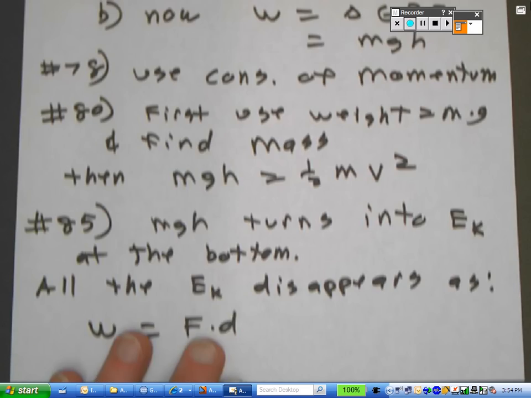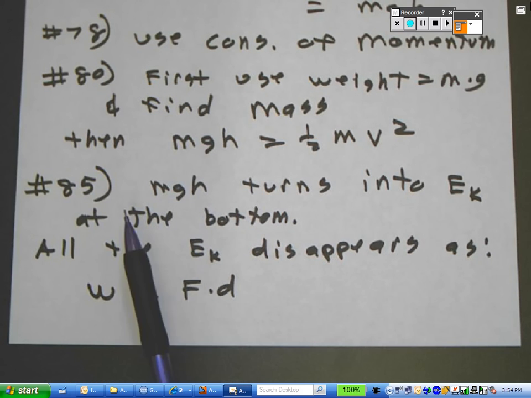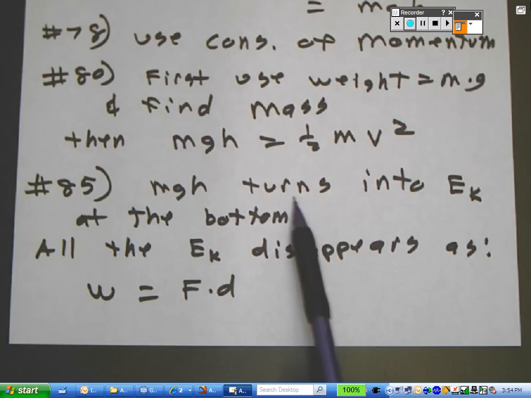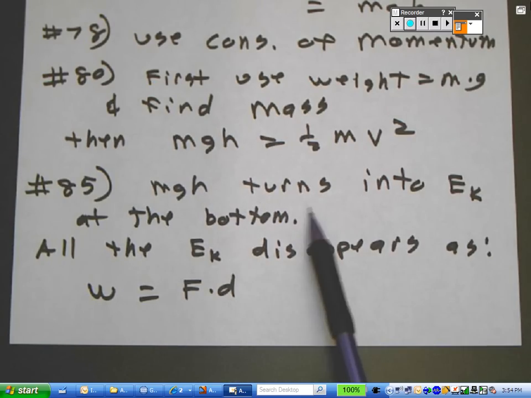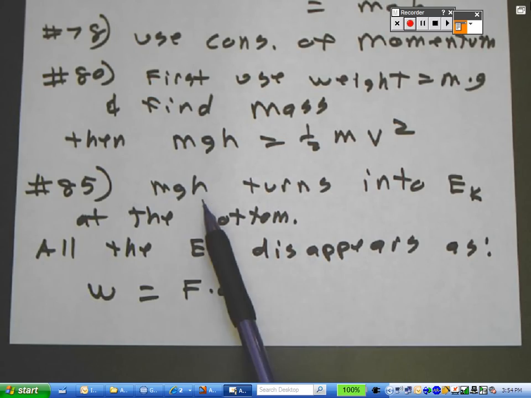Well, finally, one more problem to look at. That's not all the problems in the assignment, but here's another one. For number 85, potential energy, mgh, turns into kinetic energy at the bottom. All the kinetic energy disappears, and it disappears as work equals force times distance. So if you solve for the potential energy, that eventually could be equal to the force times distance, and you simply divide. That should help.